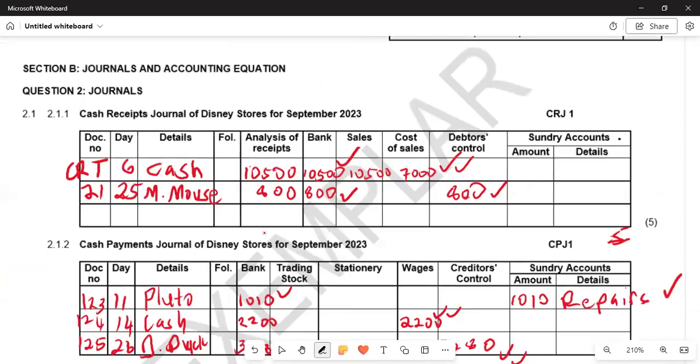Remember, we were told not to balance them. Those were the instructions that were given. But if in future we are told to balance the accounts, we are going to balance them: bank, sales, cost of sales, and debtors control. We are going to give their balance. But for now, we are told not to balance them.